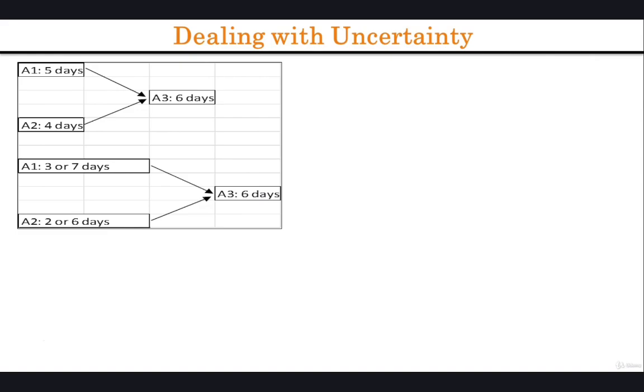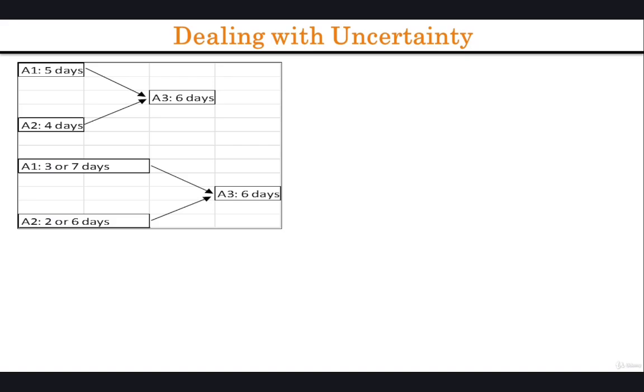On the left side of the figure, we have a project with deterministic activities. Given the activity durations of 5 days for A1, 4 days for A2, and 6 days for A3, as well as the dependency structure shown by the project graph, the critical path of this project is A1, A3, and the completion time is 11.